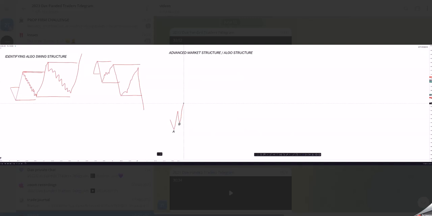So this is your swing structure. A to C is always your swing structure, and your B will always be taken out. It's very simple. When marking out your swing structure, then finding your algo swing structure, you want to see something like this first: this is your A, this is your B, and this is your C. So what do you expect price to do? To create a substructure to take out the B, then a continuation. Let me do that again.